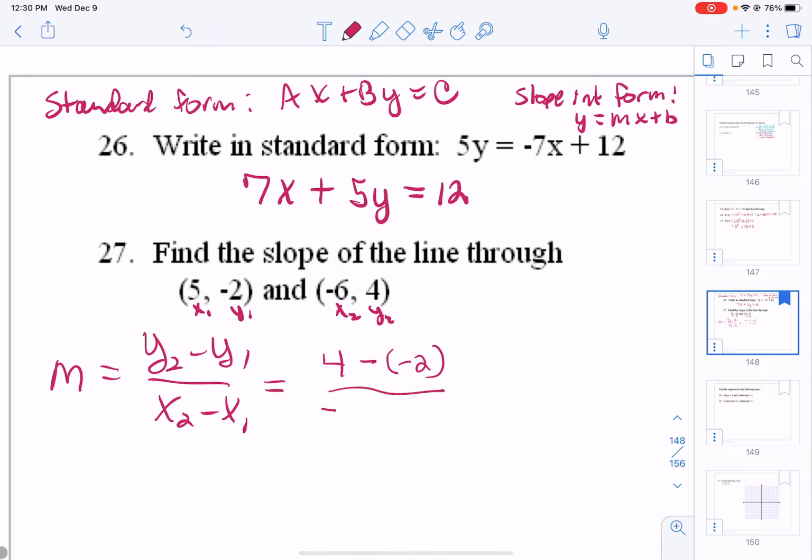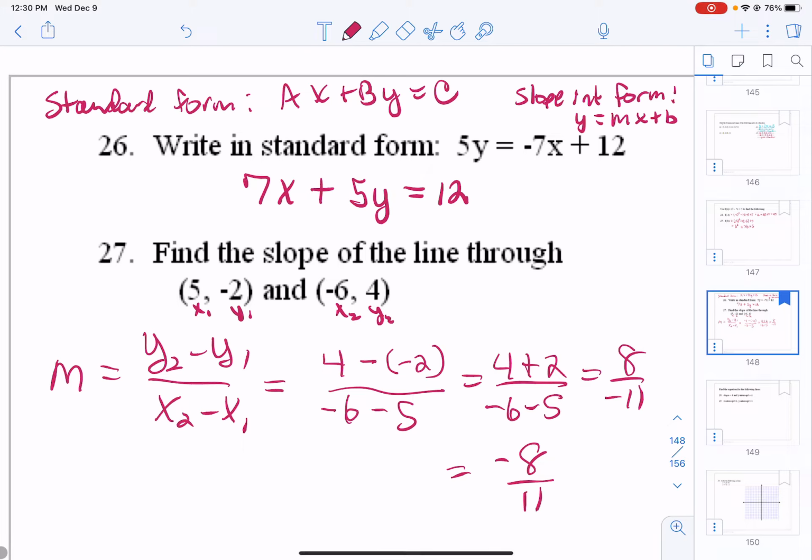And then we're going to have negative 6 minus 5, so that's going to be 4 plus 2 over negative 6 minus 5, or 8 over negative 11. Now it's customary to put the negative on the top. That fraction, negative 8 over 11, cannot reduce, so there you go, that's your answer.